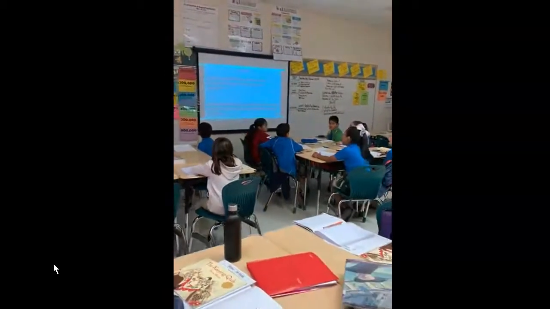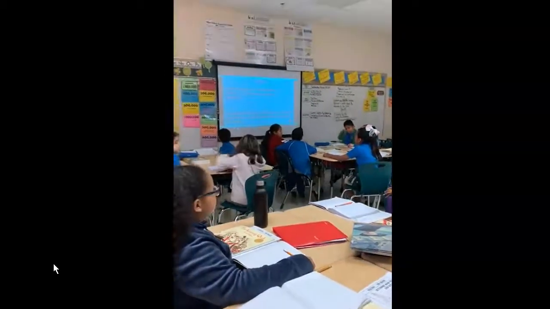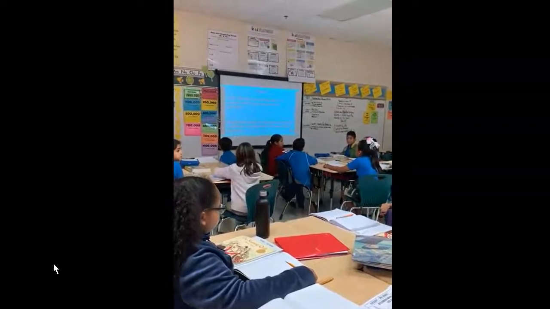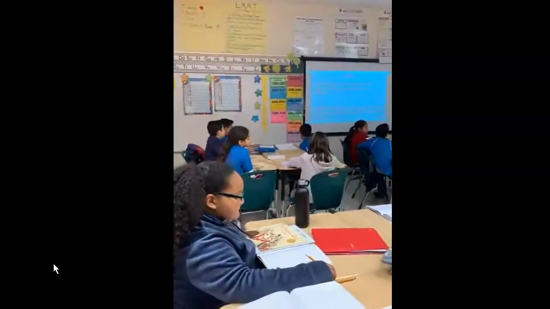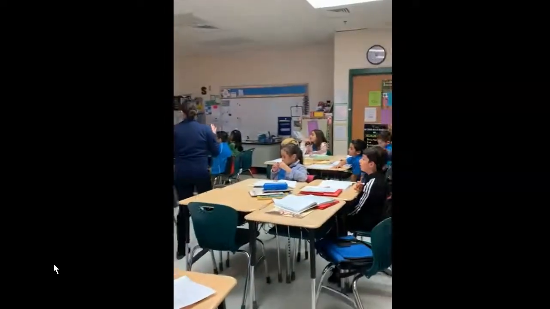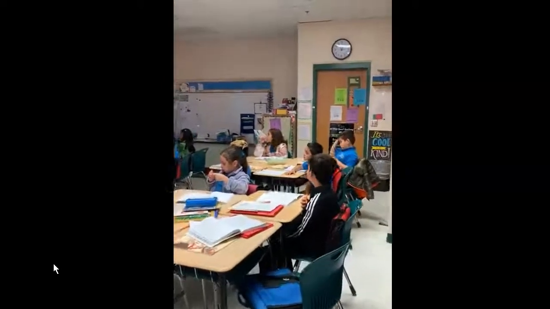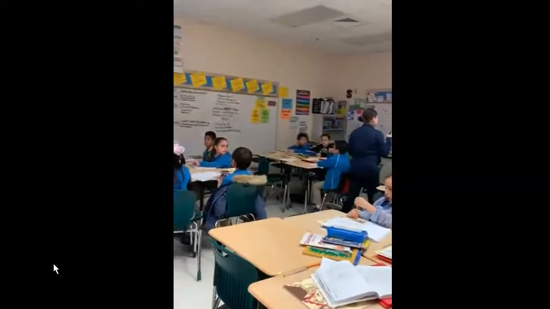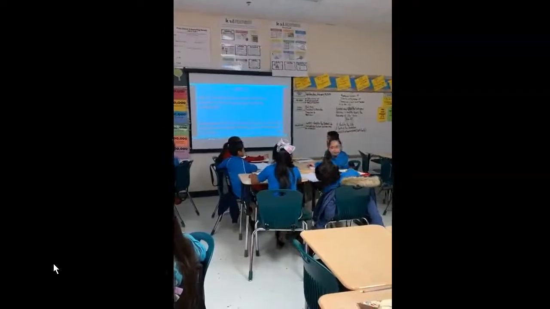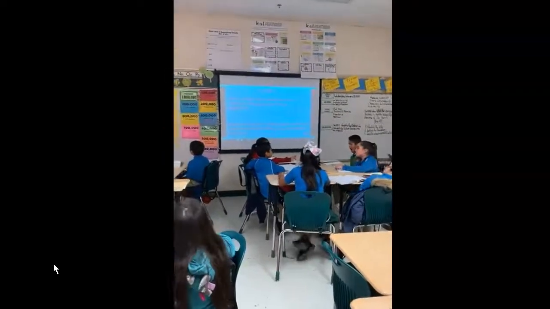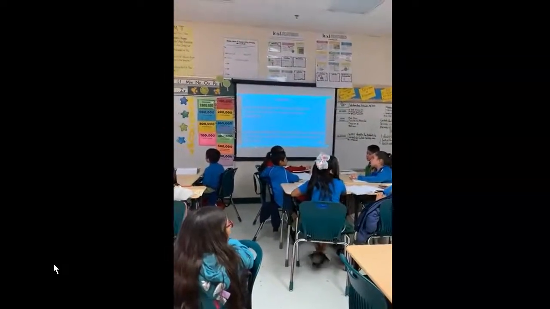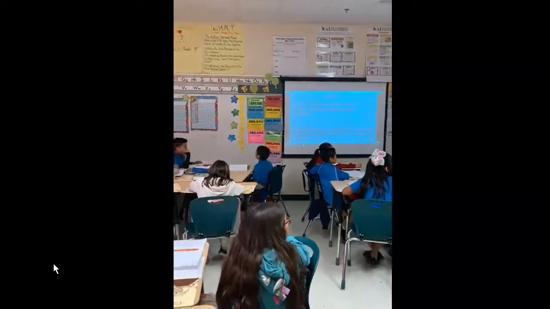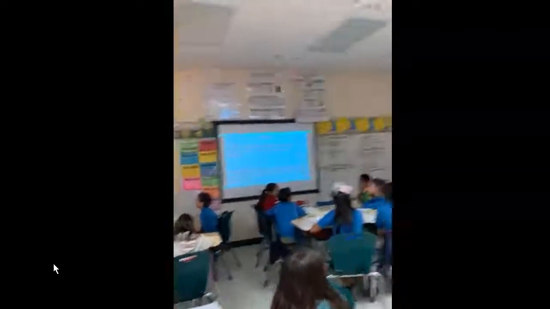Today we are going to identify the central idea in a realistic fiction passage using an organizer. Remember, the central idea is what the selection is mostly about, the message of the story. So it's like your main idea.